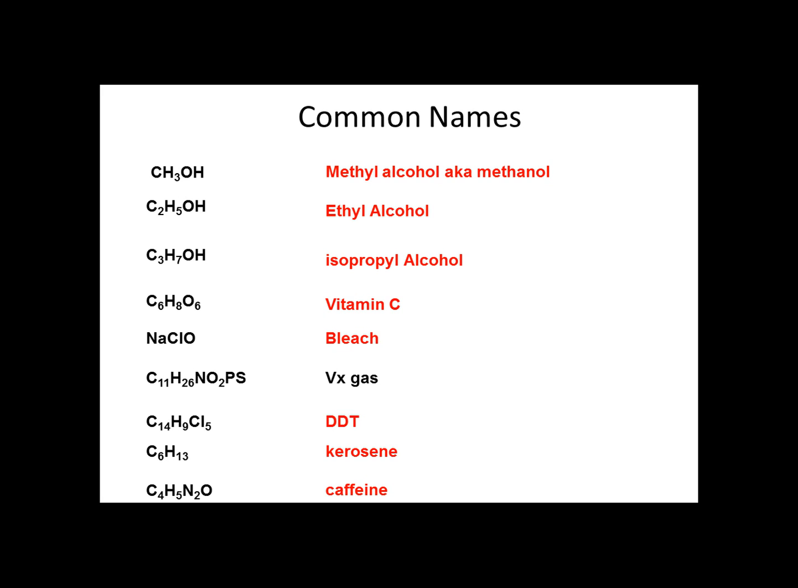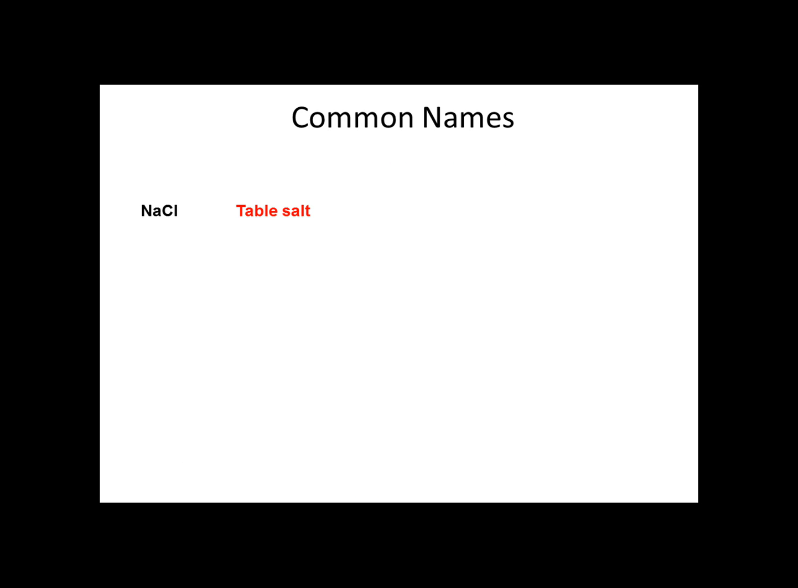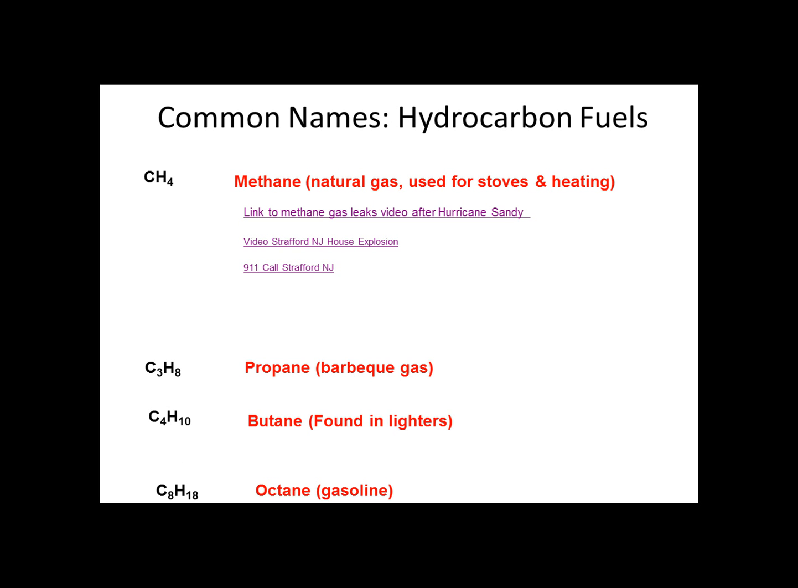Ethyl alcohol, isopropyl alcohol, vitamin C, bleach, VX gas, a very deadly gas, DDT, kerosene, caffeine. These are the chemical formulas for these common substances. Table salt, as you know, is NaCl. Here's some more common substances.